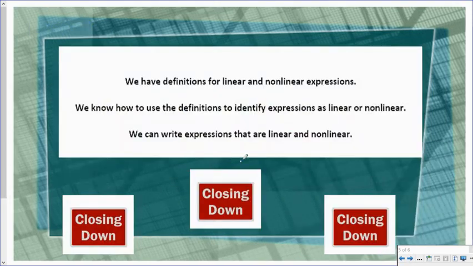Okay, to wrap everything up, we have definitions for linear and nonlinear expressions. Remember, we're going to be looking at that variable and seeing what the exponent is to determine if it's linear or nonlinear. We know how to use the definitions to identify expressions as linear and nonlinear, and we can write expressions that are linear and nonlinear.